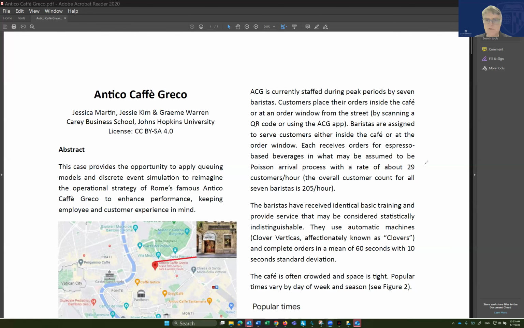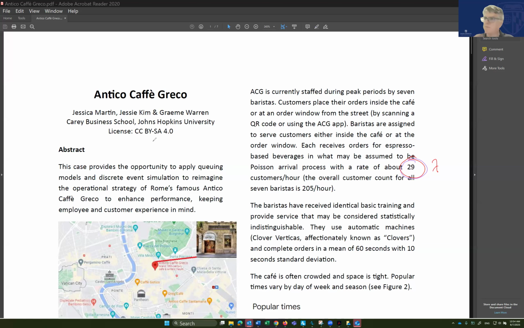So we're in the case study right now. Just want to point out where some key information resides. This one here, let me see if we can change the color of that. Probably can't. Yeah, maybe I can. Make it red. So this is the 29 per hour arrival rate. We're going to refer to that as lambda. That's if they operate independently.